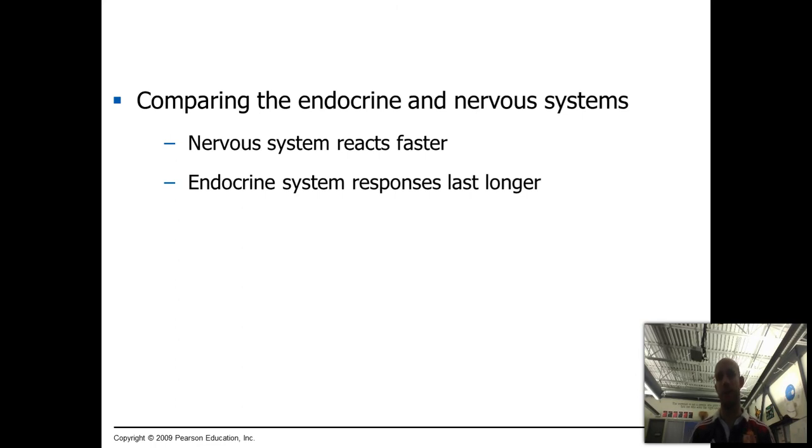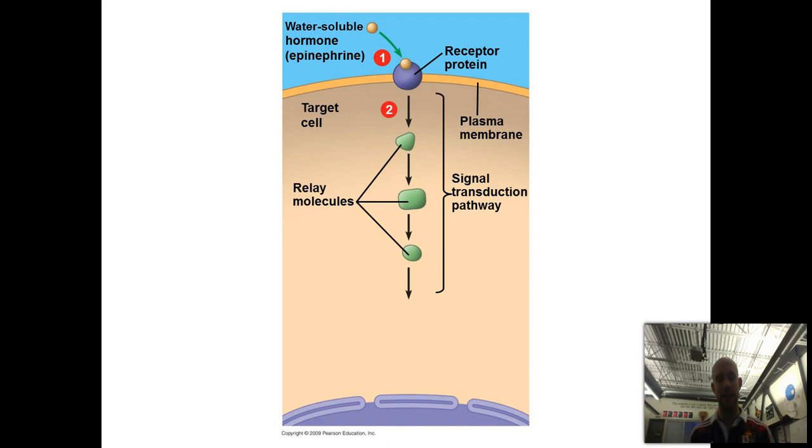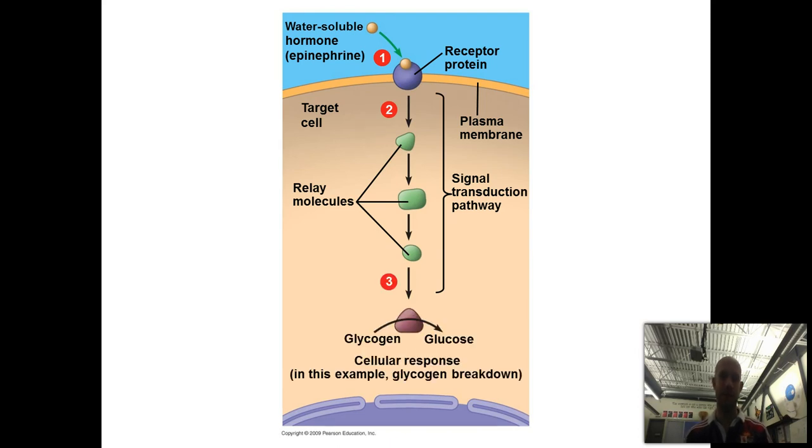Something that takes a long time is going to need the signal to be out there for a long time, then a hormone is more appropriate. Water-soluble protein hormones such as epinephrine, which you might know as adrenaline, are received by receptor proteins. We talked about this in our cell signaling video. And then relay molecules as part of a signal transduction pathway will induce some kind of response. So epinephrine, one of the things that it can do is to convert glycogen into glucose. Okay, glycogen breakdown, providing sugar for the body.